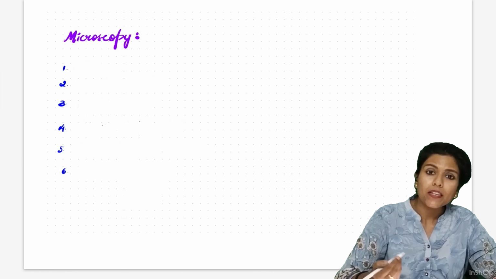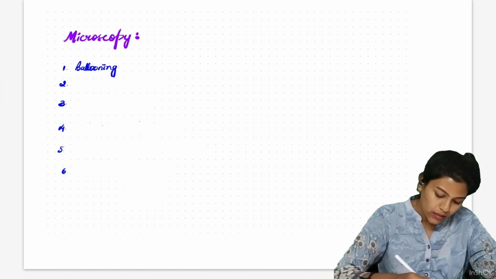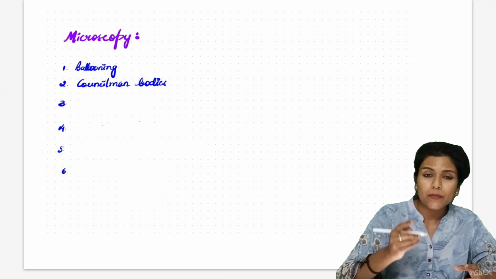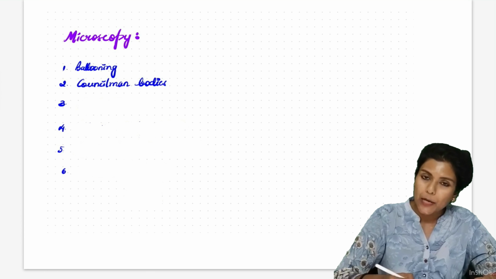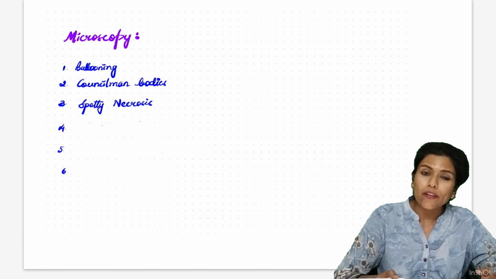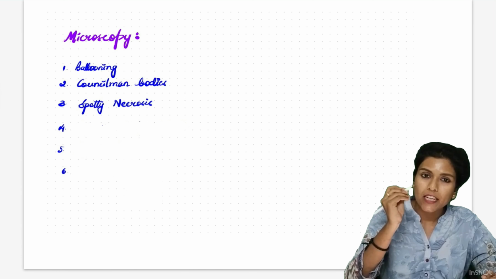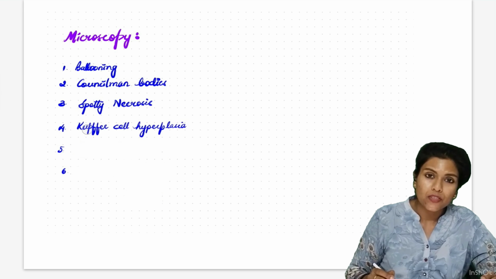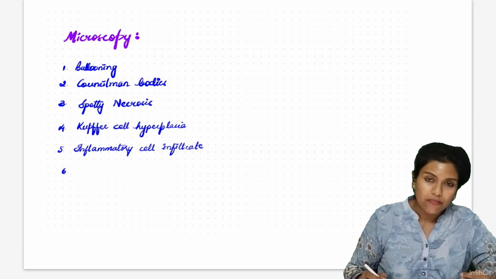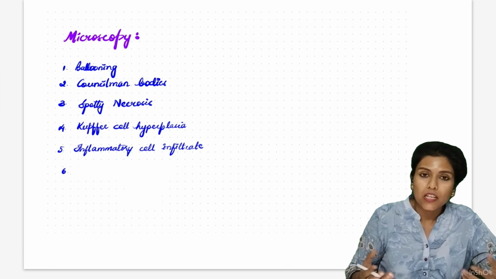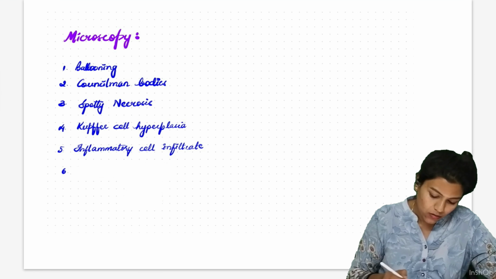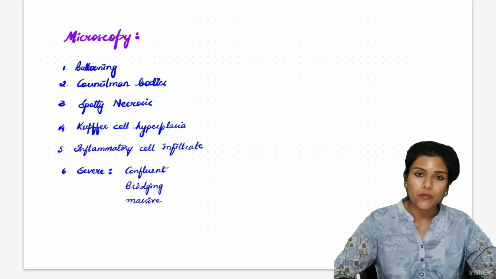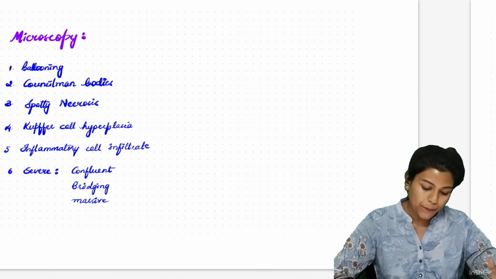Again, coming to the microscopy, let's revise. We see ballooning, we see Councilman bodies, that is the apoptosis. Ballooning means sodium potassium pump failure. Apoptosis, Councilman bodies. Spotty necrosis, single scattered hepatocyte necrosis, which is indicative of mild hepatitis. Kupffer cell hyperplasia, that is immune response. Inflammatory cell infiltrate, obviously infection will invoke inflammatory cell recruitment and cause infiltrate. And in severe cases, we see confluent, bridging, and massive necrosis. This is about the morphology and microscopy.